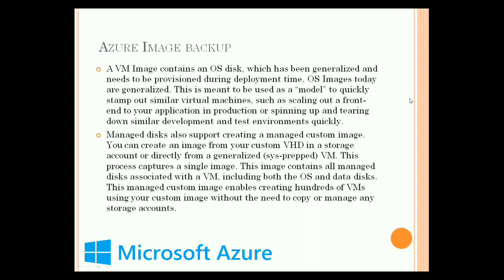The comparison between snapshot and image backup: in a snapshot, we take a single hard disk, a single drive, as a backup. In the image backup, we take the entire configuration, from the C drive, D drive, E drive, or the complete machine, as a backup.